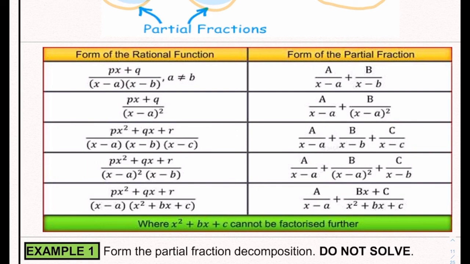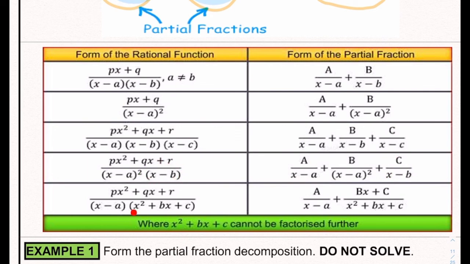So when you have factors with multiplicity, what you do is the following. You're going to say A over x minus a plus B over x minus a, the whole squared. If this is 3, then you're going to have another C over x minus a cubed and so on. And here you have 3 simple factors: A over x minus a plus B over x minus b and C over x minus c. Here you have one with the multiplicity, one without. So for the multiplicity, we're going to say this is A over x minus a plus B over x minus a the whole square, right? And then for this simple factor, it's going to be C over x minus b.